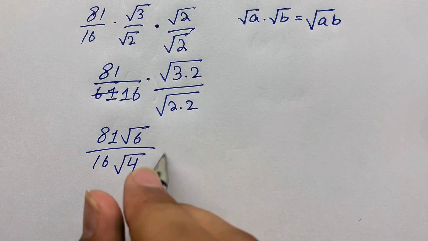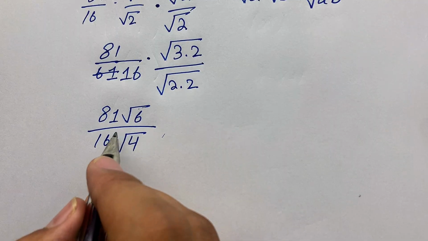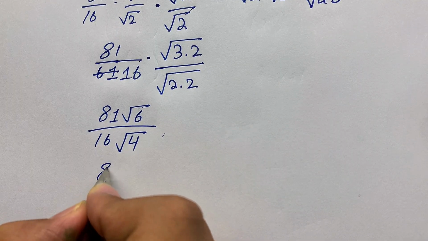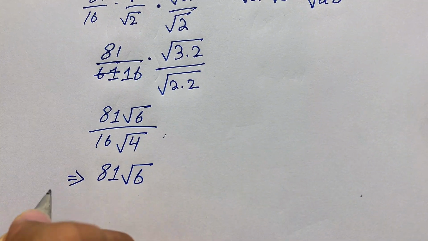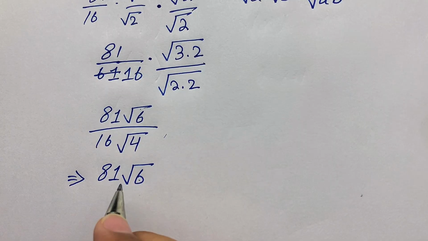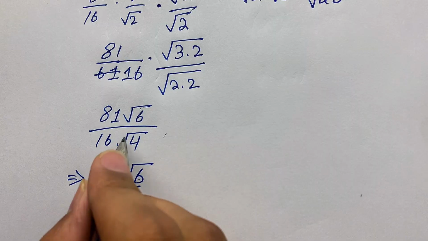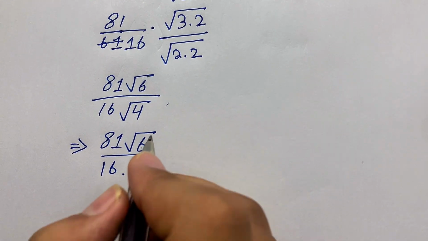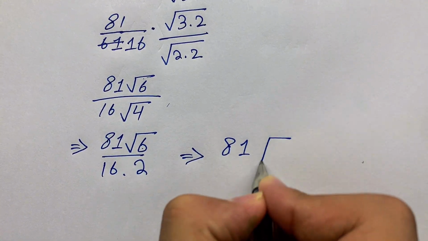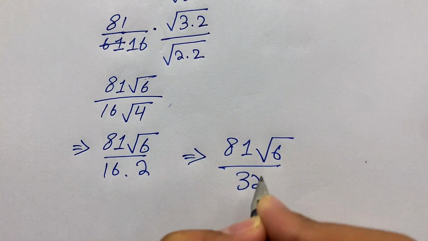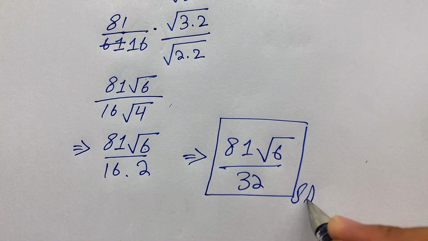So this will be 81 times under root of 6, divided by 16 times under root of 4, which is also equal to 2, and 16 times 2 is also 32. So 81 times under root 6 divided by 32. This is our final simplification answer.